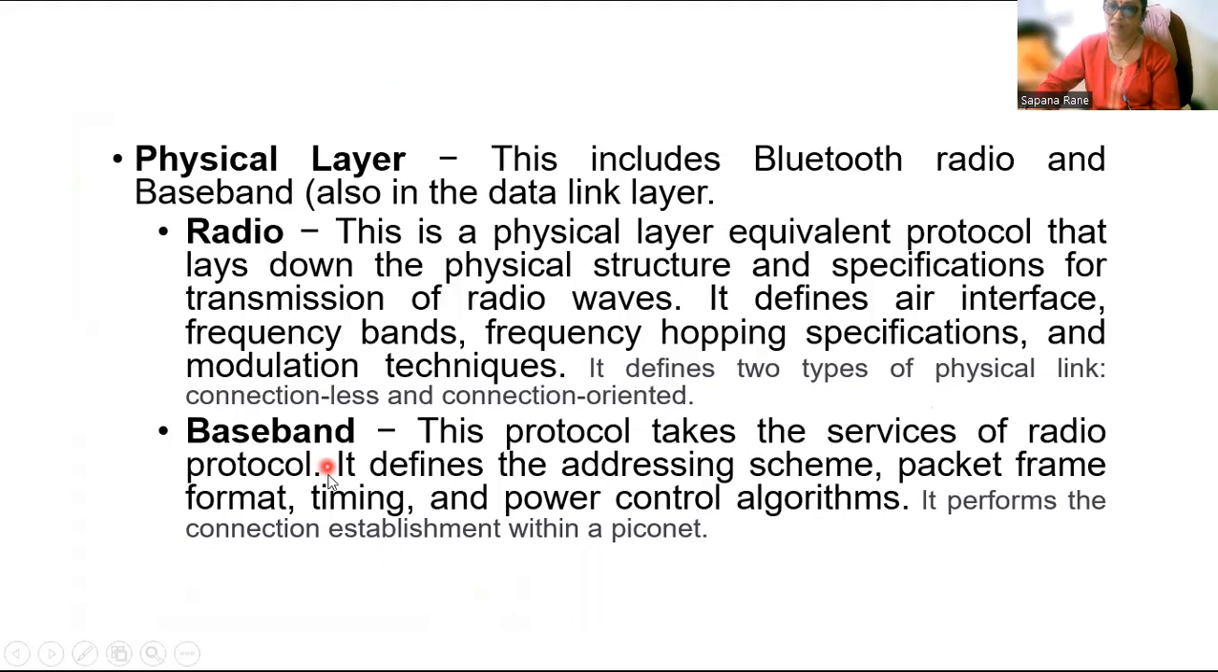Now, what does the physical layer consist of? Physical layer consists of radio and baseband. Radio layer is also called the physical layer. Physical layer consists of radio and baseband layer. And what does the radio layer consist of? Radio layer is nothing but a physical layer. What does it lay down? It lays down physical specifications.